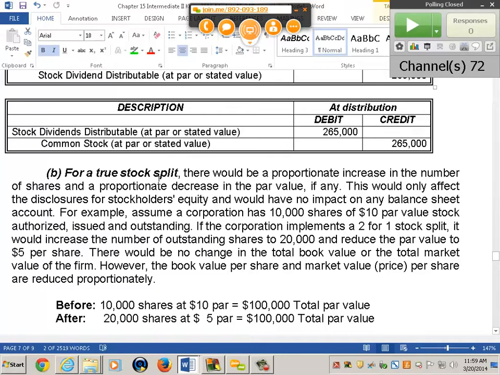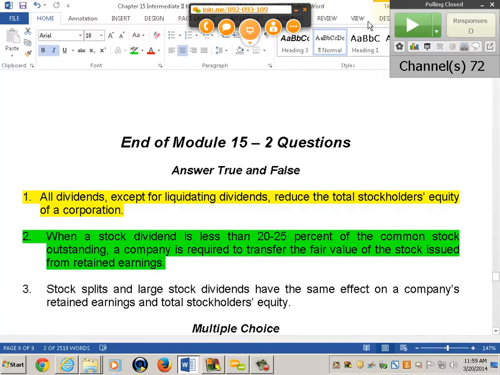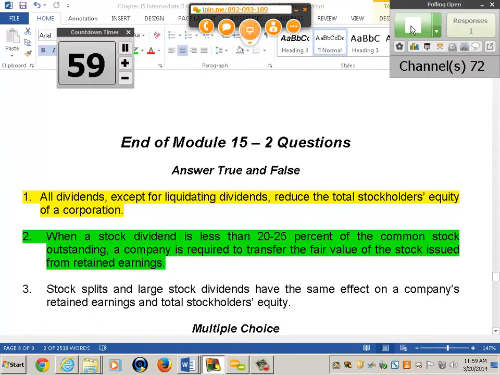Okay, good questions. Any others? All right, let me ask you a couple of questions. Then we're going to move on to treasury stock. With the first two questions here, let's do the first one. All dividends, except for liquidating dividends, reduce total stockholders' equity. So let's think about that. You'd have to know all types of dividends, cash and stock, and you have to know what a liquidating dividend is on this one.